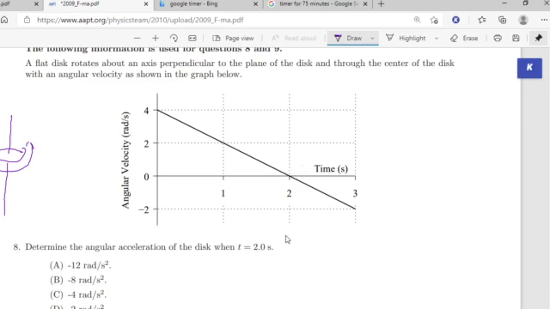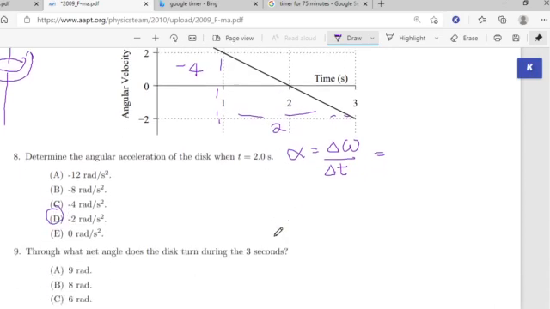Well, it'll just be the slope. So if we use this to represent the slope at 2 seconds, since it's an equal distance from 2 on both sides, we can just basically use rise over run. So we know it goes down by 4 and then runs by 2. So we have negative 2 radians per second squared.